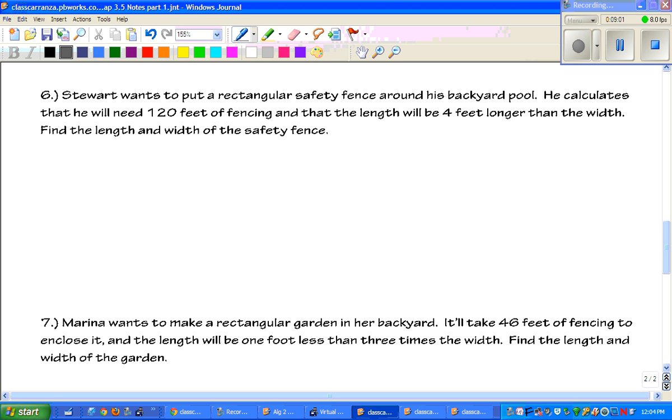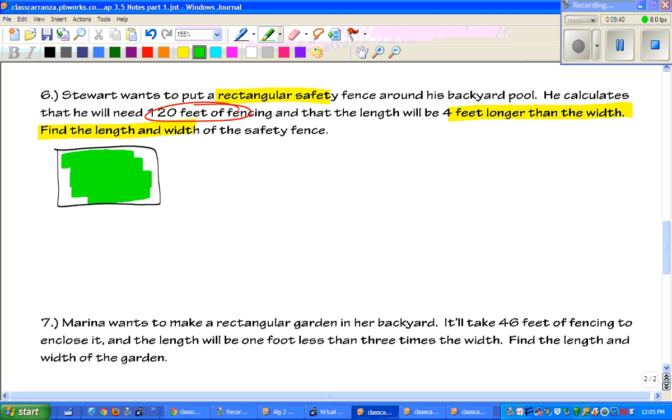A little bit longer problems for the back. Now it says Stuart wants to put up a rectangular safety fence around his backyard. Okay, so rectangular safety fence. He calculates that he will need 120 feet of fencing that will be 4 feet longer than the width. Find the width, or find the length of the safety fence. So there we go. This is his nice little fence, okay? His backyard is all right here.